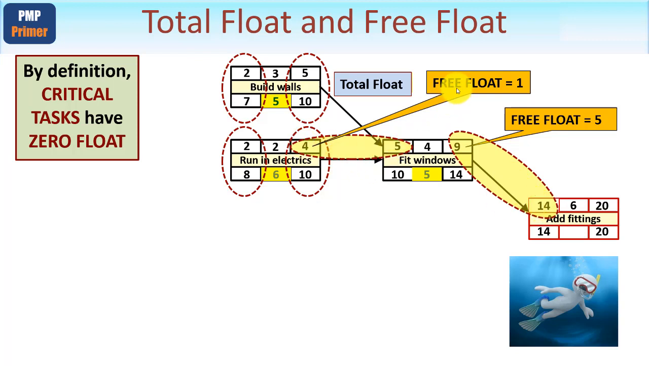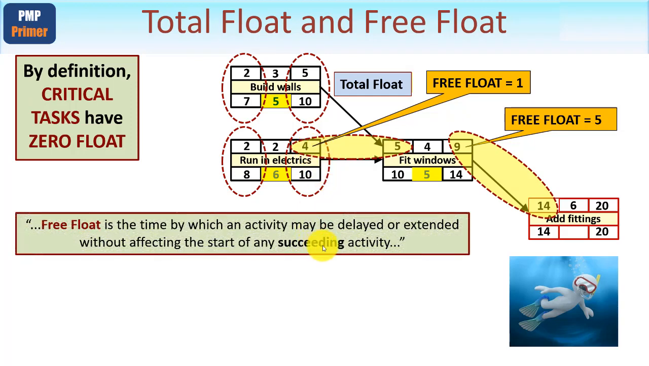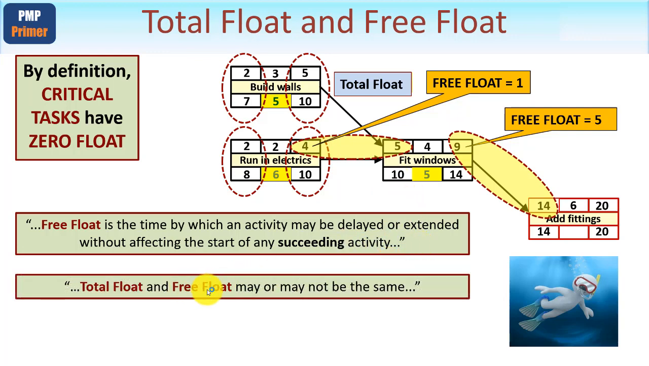4 to 5 means this is 1 hour free float for running in the electrics. Now the difference being is total float is what causes the end date to slip out. Free float is the amount that this particular task can delay before it delays the start of the next or succeeding task, in this case 1 hour. So free float is the time by which an activity may be delayed or extended without affecting the start of any succeeding activity. And total float and free float may or may not be the same.